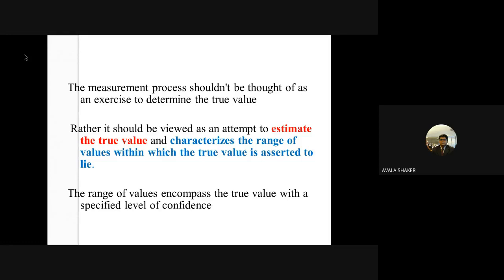So when you're estimating the true value, now two additional things are required for that, is characterizing the range within which the true value lies. So your value which you have quoted is plus minus what? The true value. Okay. And the true value which you are saying, what is the level of confidence you're saying it is going to be within this. Okay.